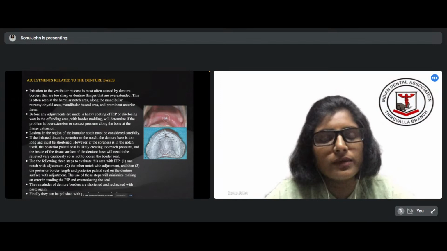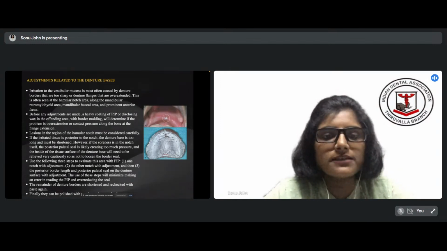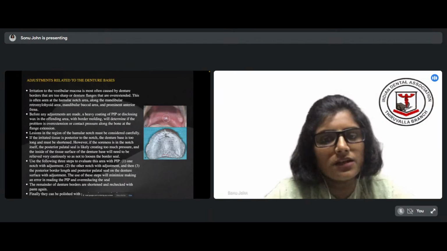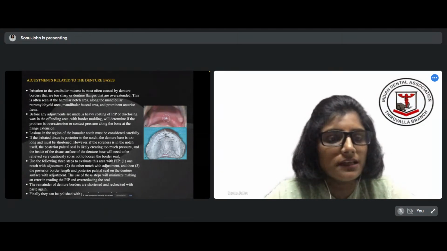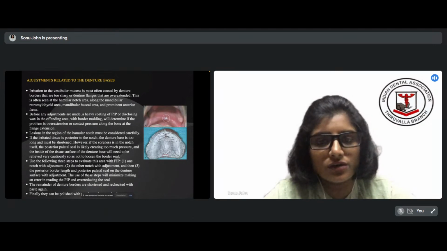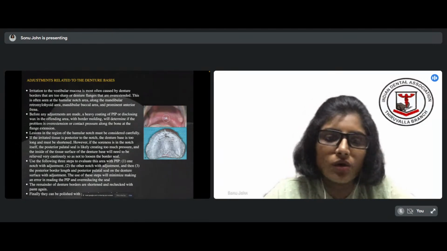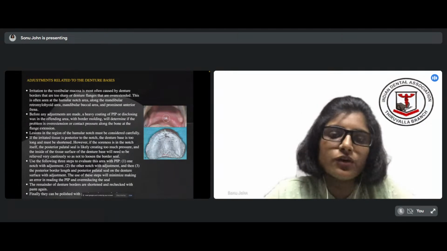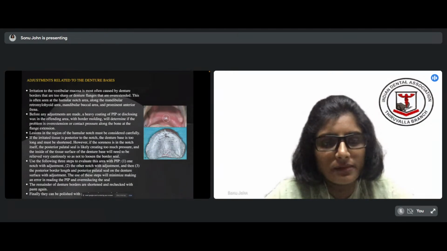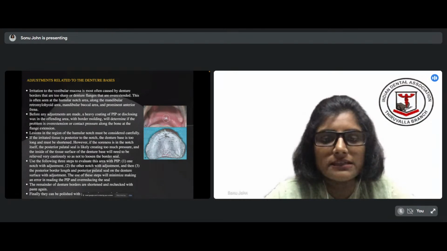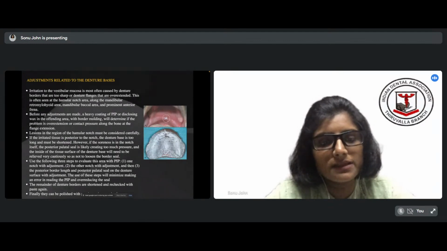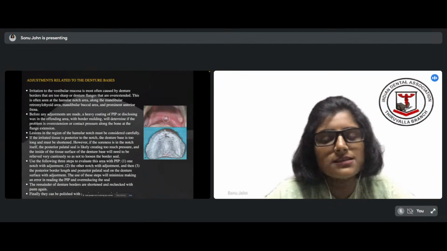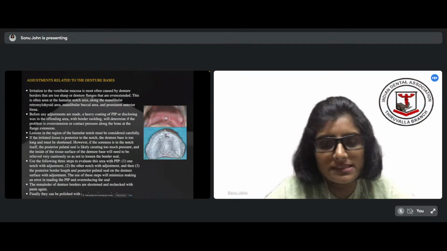So you can determine whether the problem is actually overextension or whether it is contact pressure along the bone at the flange extension. Lesions in the region of the hamular notch should be handled very carefully. If the irritated tissue is posterior to the notch, then your denture base is long and must be shortened. However, if your sore spot is in the hamular notch itself, it means that the posterior palatal seal is creating too much pressure, and the tissue surface of the denture base would need to be relieved very cautiously so that you don't loosen the border seal as well.